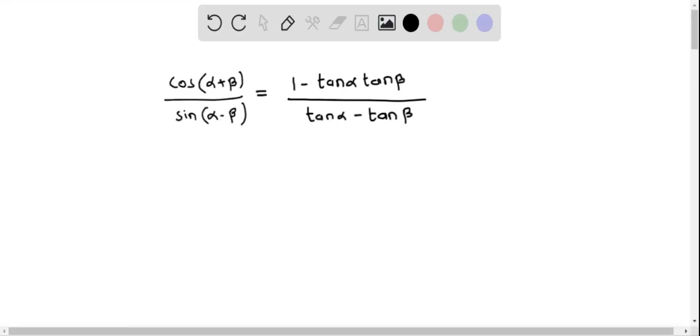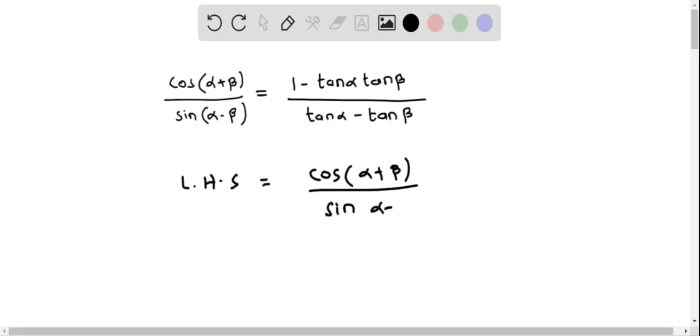We now prove that this equation is a trigonometric identity. So first, let me consider the left-hand side expression, and this equals cosine of alpha plus beta over sine of alpha minus beta.